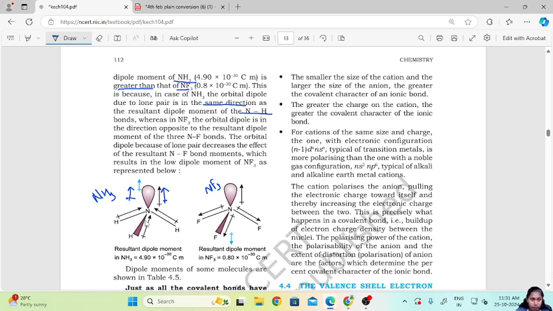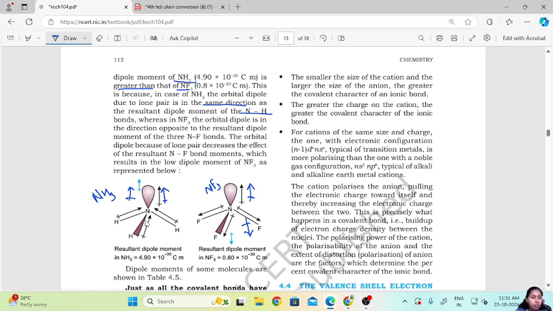The dipole moment of the lone pair is towards the up, towards the lone pair, whereas the resultant dipole moment of the N-F bonds is downwards. In NH3 all the bonds are going upwards, but here one is upwards and one is downwards. So the resultant dipole moment for NF3 will decrease because they are in opposite directions.